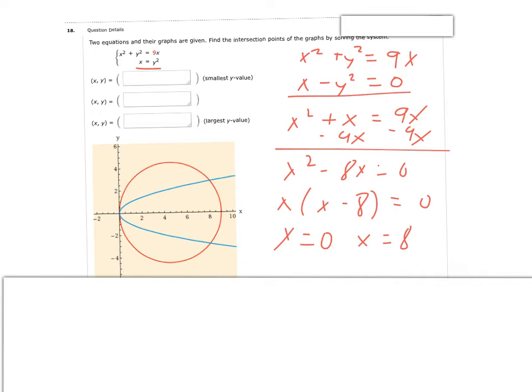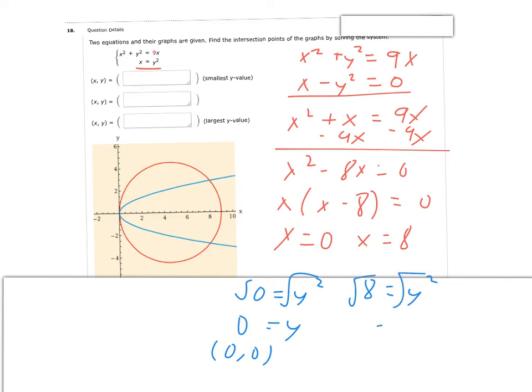Neither of these are linear, so I'll plug them into the second equation. That looks pretty easy. So 0 equals y squared. I'll square root it. And I don't need a plus or minus there since there's no such thing as -0, so that'll be 0, 0. And this one would be 8 equals y squared, and so I'll square root.